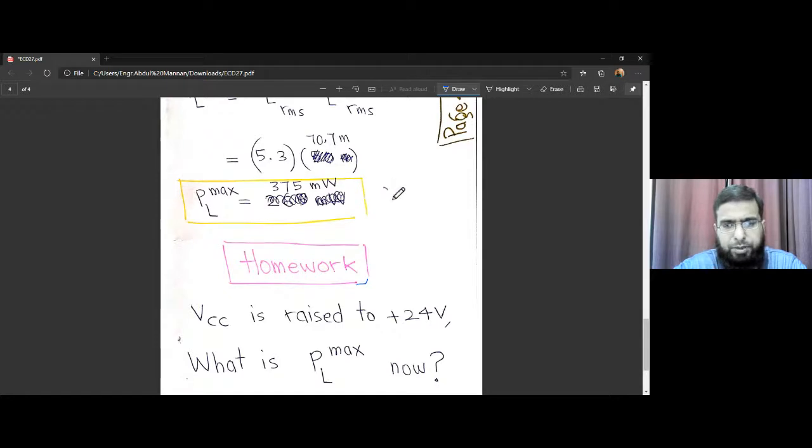This PL max is for VCC equal to 15 volts. You have to compute the new PL max; solve part C once again for VCC of 24 volts instead of 15 volts. So this is your homework.